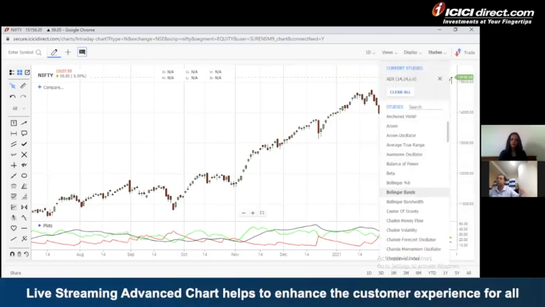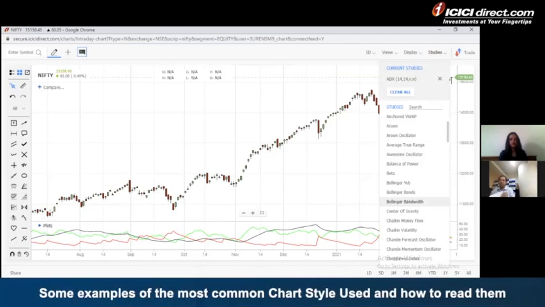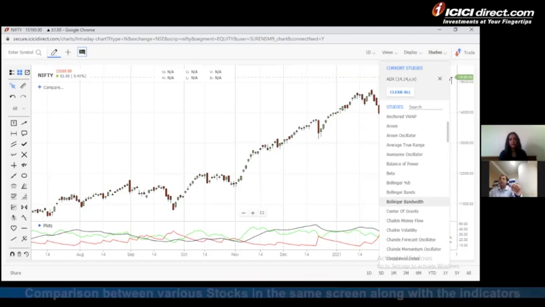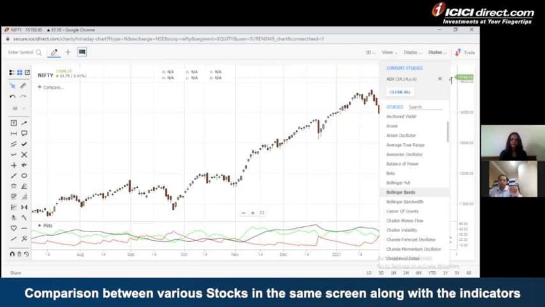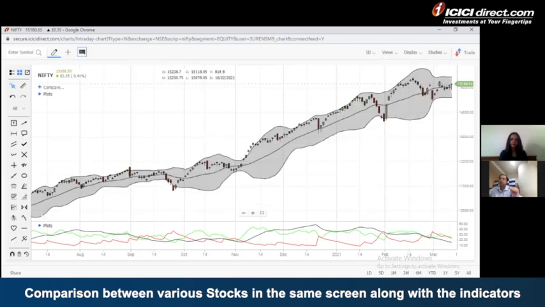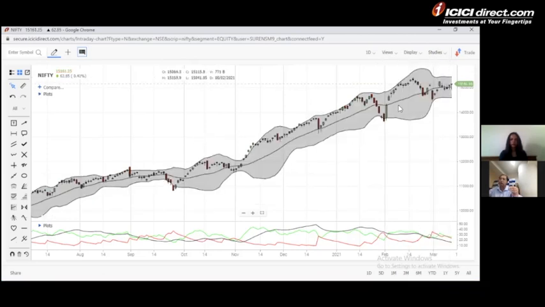The second, which is the most common one we use, is the Bollinger Band. Now, if you look at the Bollinger Band, it is composed of, I would say, three lines. One of the most common calculations used is the 20-day simple moving average for the middle band, which is this middle band.